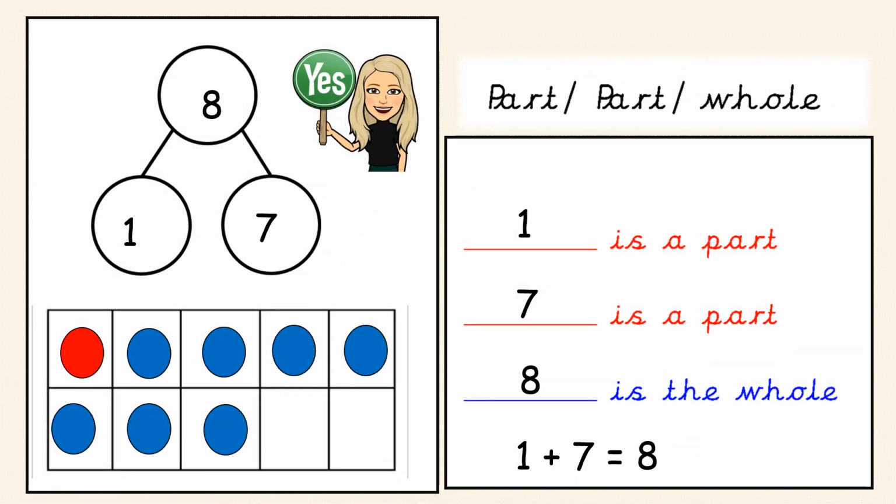Okay, so yes, you can see that we have 1 red, so 1 is a part. We have how many blue? Well, I can see 4 at the top, and I can see 3 down the bottom, and I know that 4 and 3 is 7. So 7 is a part, and all together the whole is 8. So our number sentence is 1 and 7 is equal to 8.